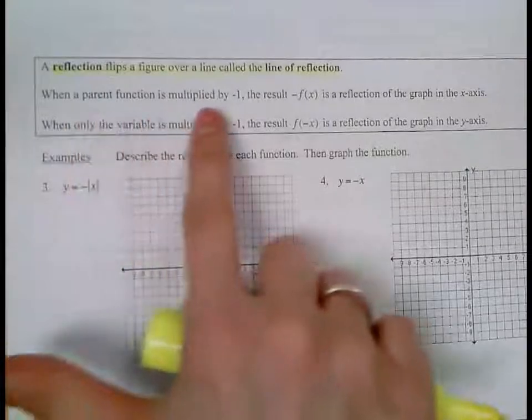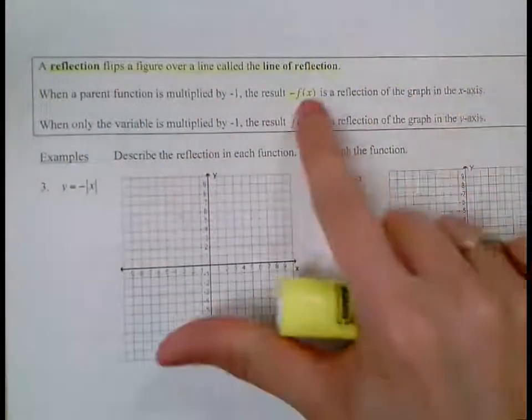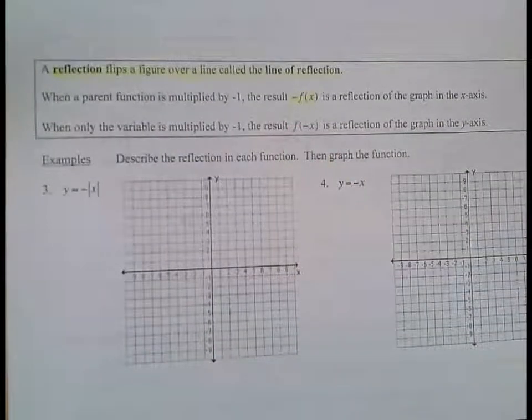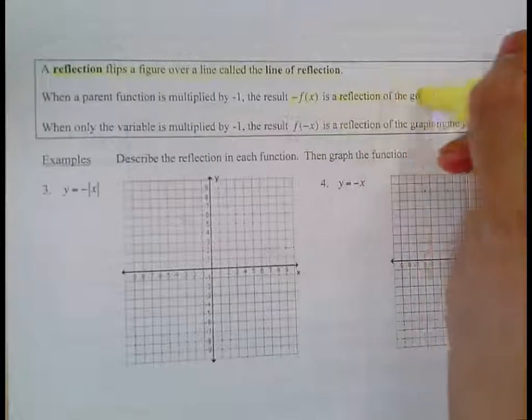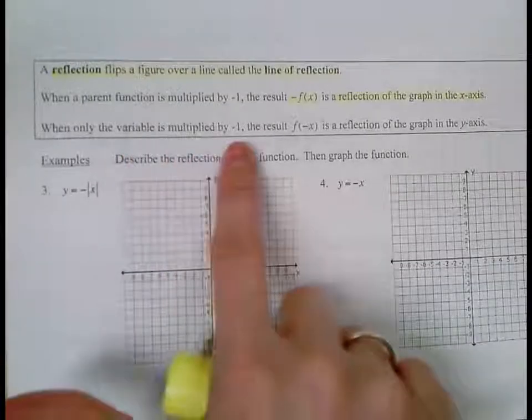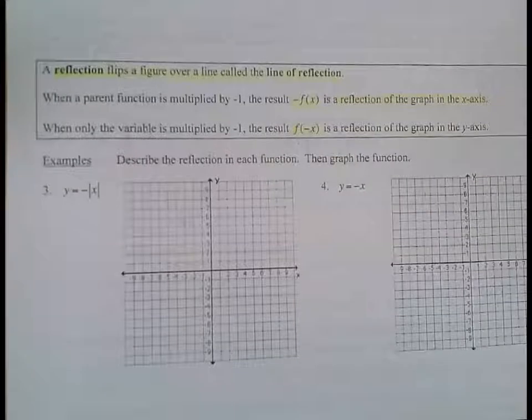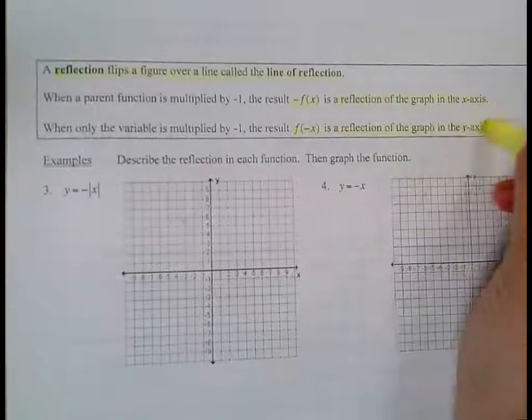So if a parent function is multiplied by -1, the result would look like this. The negative is multiplied on the outside, not inside with the x. This is a reflection in the x-axis, or over the x-axis. But if the variable is multiplied by -1, meaning inside the parentheses with the x or inside the absolute value bars with the x, if the x is negative, this is a reflection in the y-axis.